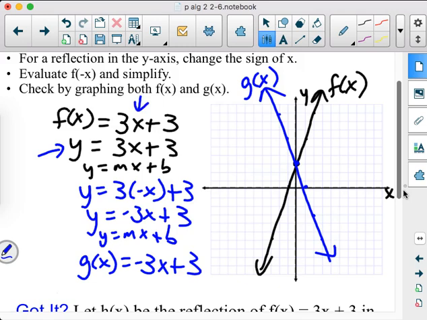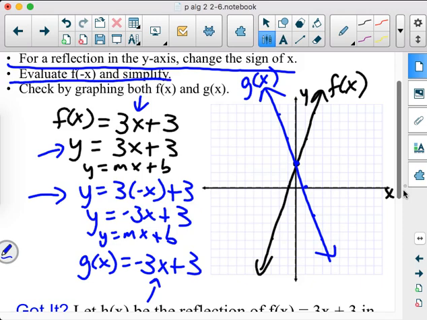So here it was, all positive, and here it is now negative, which is exactly what we wanted to do. So notice the little bullets up here that walk us through this. It says, for a reflection in the y-axis, change the sign of x. That's what I did right here. Changed that sign to negative x.